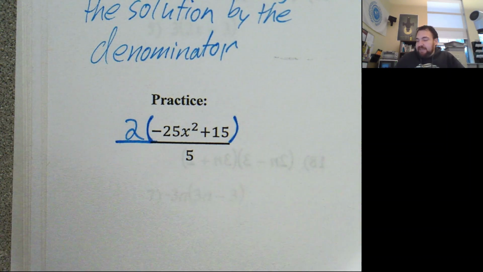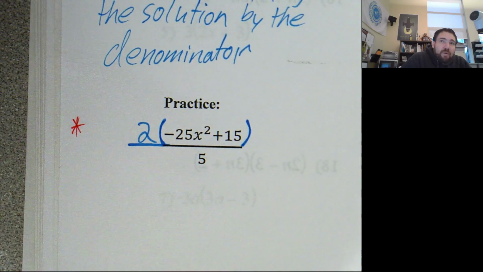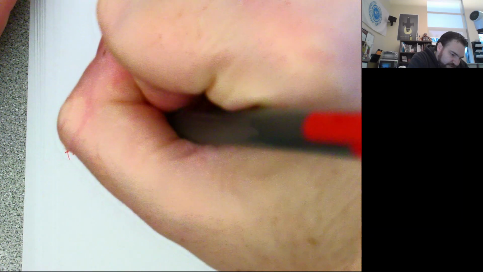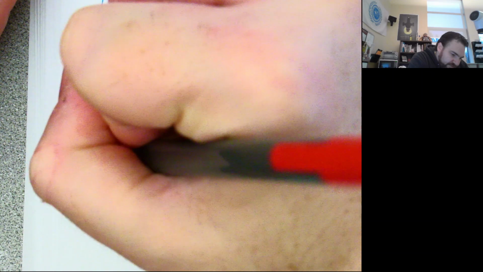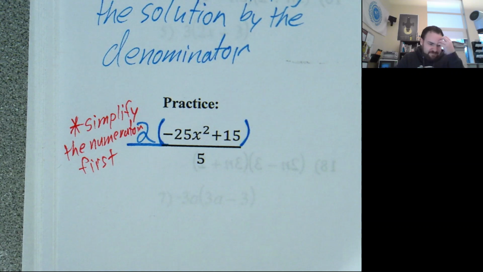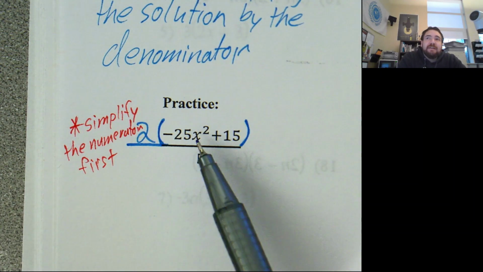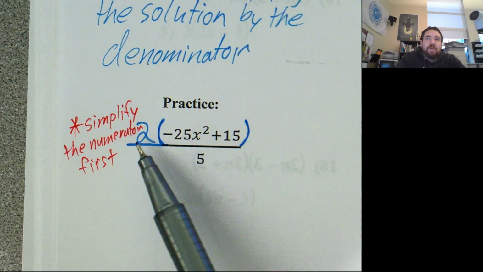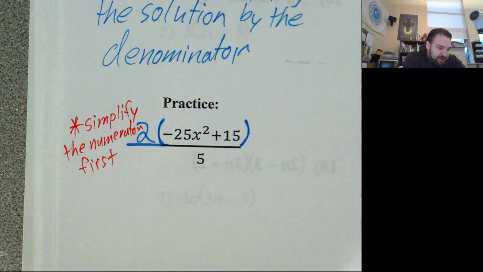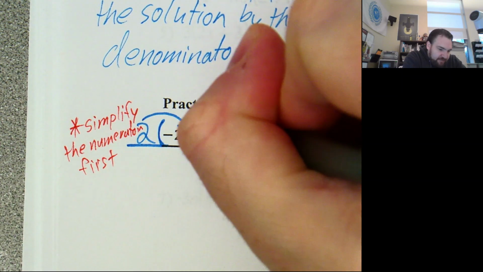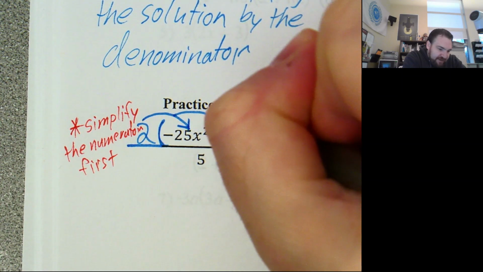Should you see something like this, what you want to do is simplify the numerator first. Numerator first. We can't divide inside these brackets until we've dealt with this guy here out front. So let's distribute that guy in. We'll start combining the skills that we've looked at.